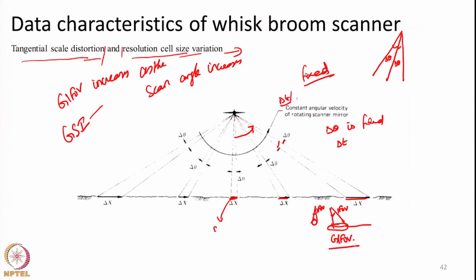Similarly, I also told you that the sampling interval delta t is fixed. For the same sampling interval, the sensor would have covered larger ground distances between two samples. So, these two concepts, change in GIFOV and change in GSI, are important characteristics of whisk broom scanner. We will see a little bit more in detail about these concepts in the next lecture. So, as a summary in this lecture, we have seen the concepts of temporal resolution, radiometric resolution and also started discussing the data characteristics of whisk broom scanner. Thank you very much.